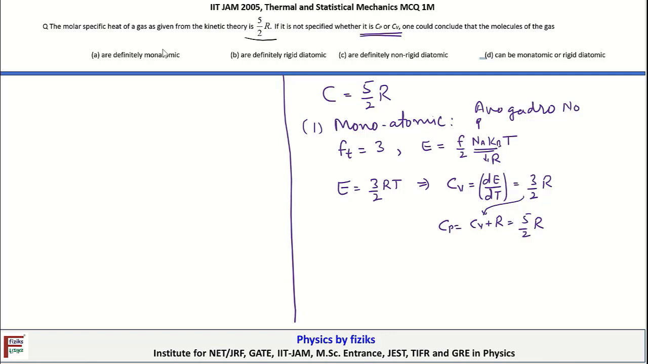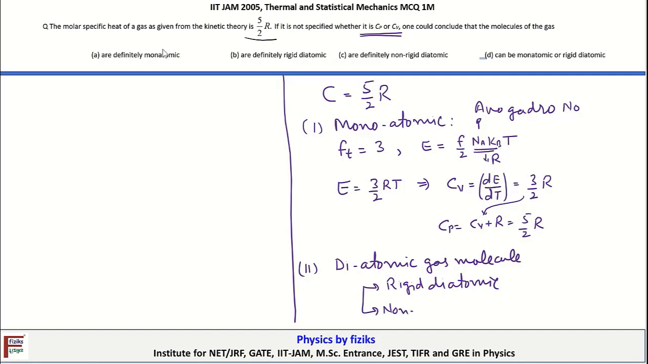The second case that we are going to talk about is a diatomic gas molecule. Here we will have two options: either it could be a rigid diatomic, and the second option could be a non-rigid diatomic. Let's try to understand the consequences of this rigidity and non-rigidity.